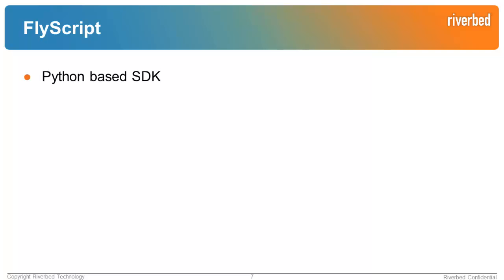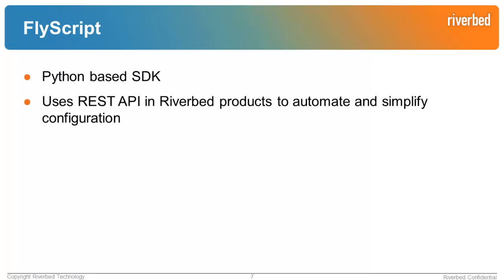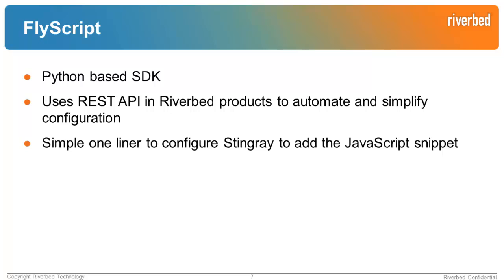Flyscript is a Python-based SDK that uses the REST API in Riverbed products to simplify and automate configuration tasks. And so we can break down the configuration of Opnet onto the Stingray Traffic Manager to a simple one-liner.